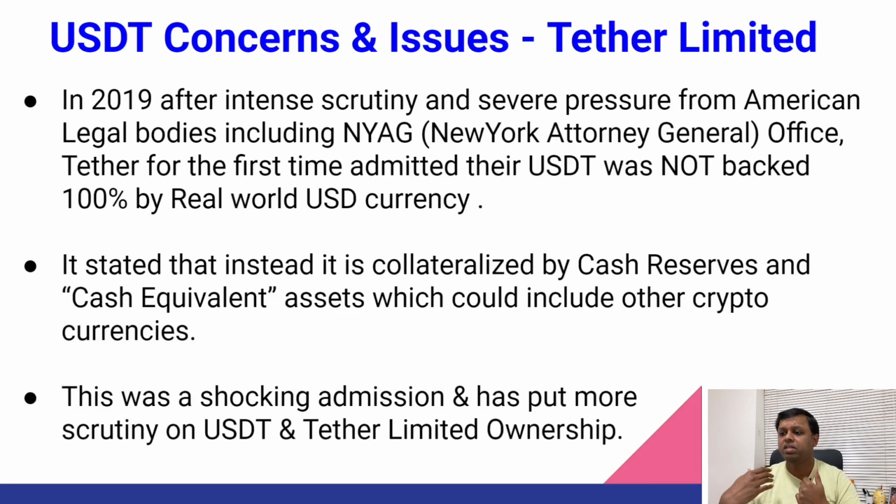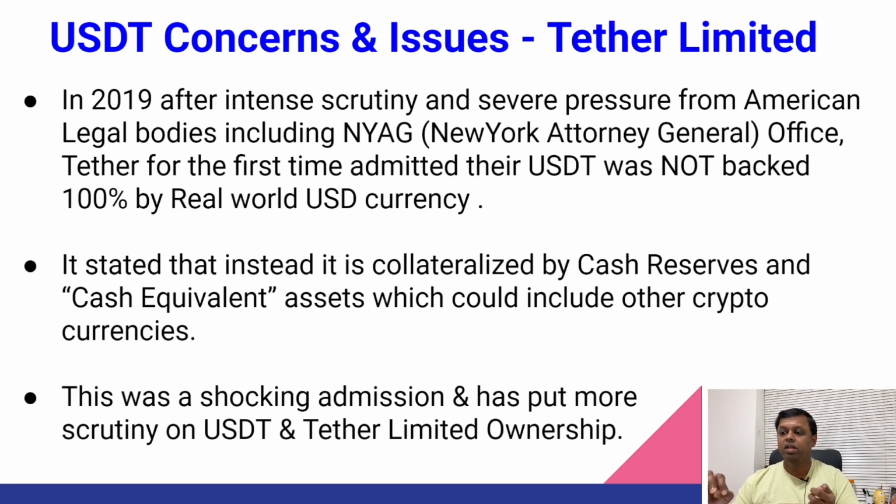And recently there's a lot of scrutiny going on. In 2019, there was intense scrutiny from American legal bodies, especially the New York Attorney General Office. After this scrutiny, Tether Corporation was asked to explain the real world funds under oath. And that's when they admitted for the first time that USDT is not backed by 100% real world US currency, as was thought at that point of time.